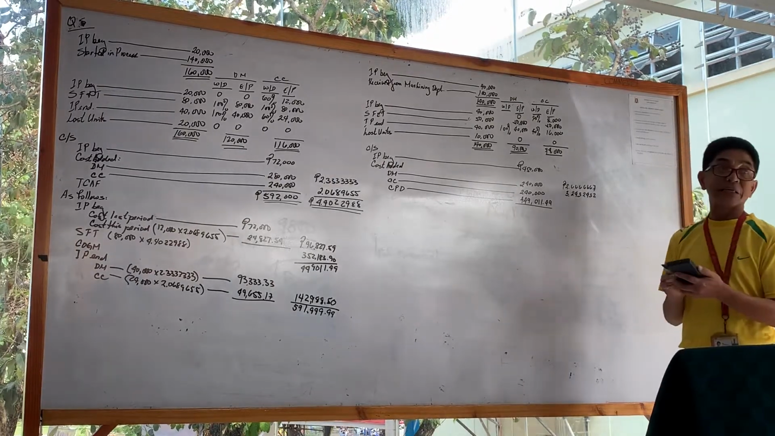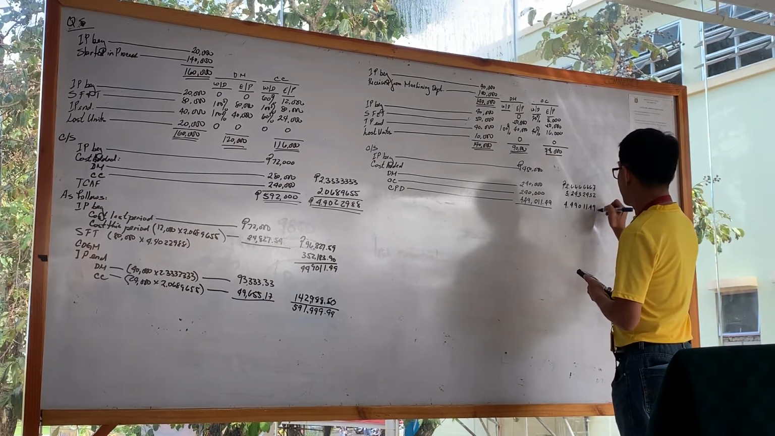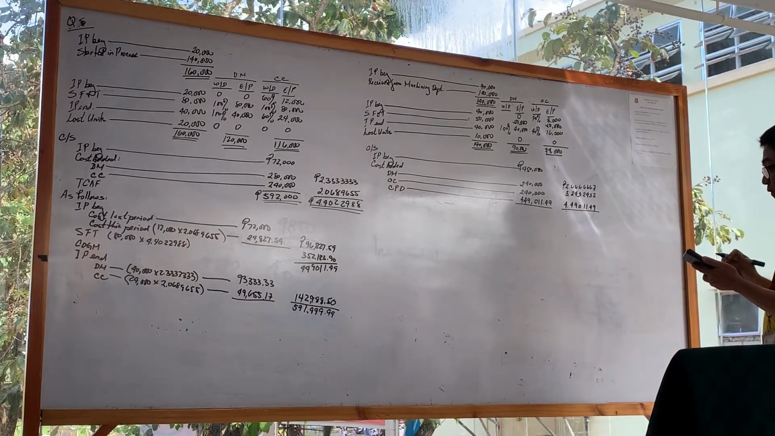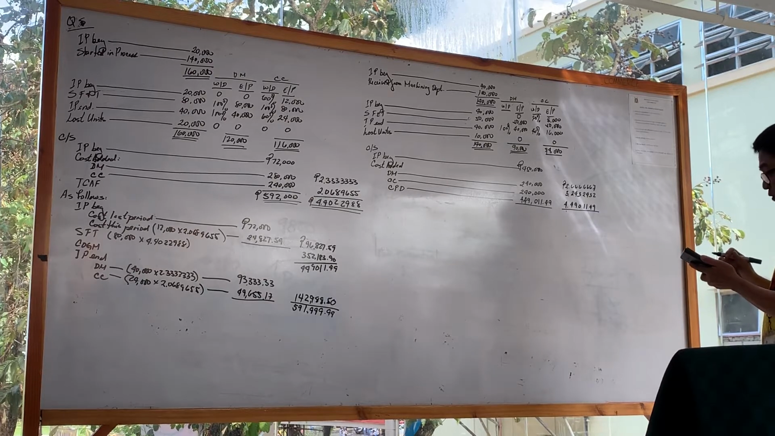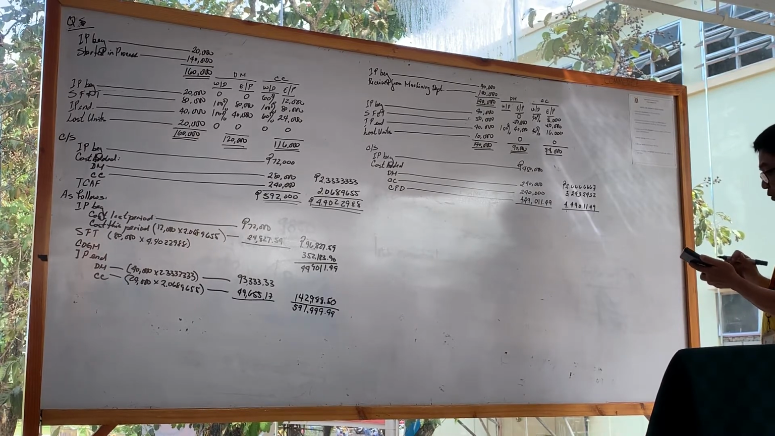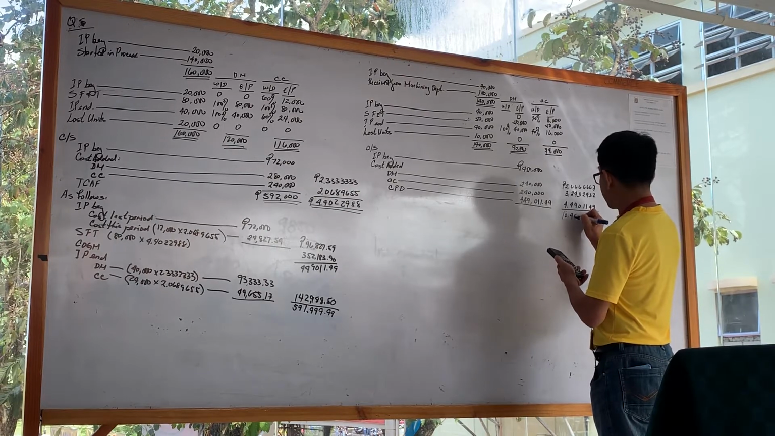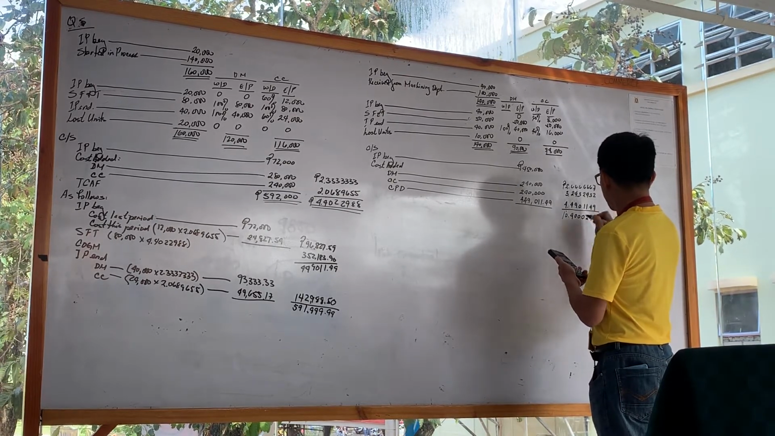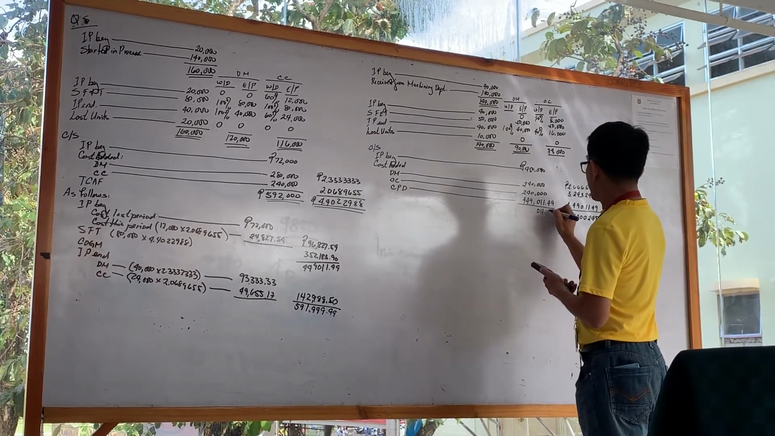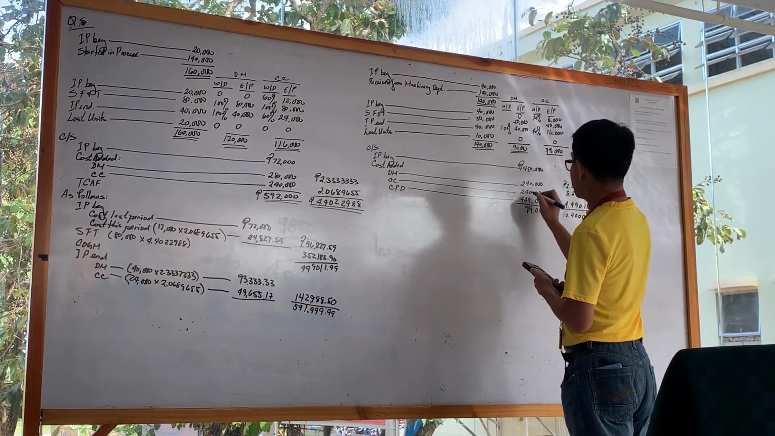449,011.49 divided by 100,000 is 4.49. So 2.1234567 plus 3.2432 plus 4.490149, total is 10.40000248.